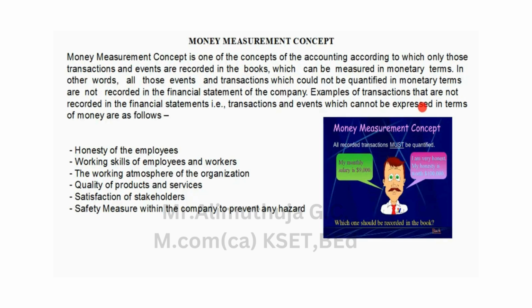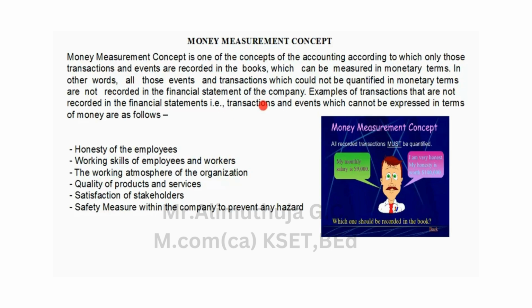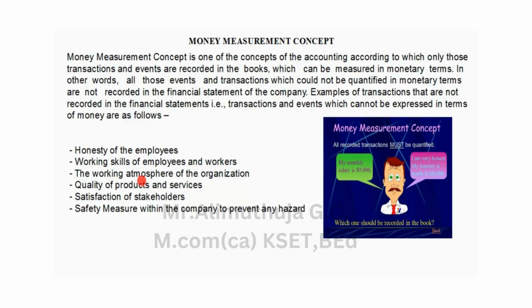For example, transactions and events which cannot be expressed in terms of money are as follows: honesty of the employees, working skills of the employees and workers, the working atmosphere of the organization, quality of products and services, satisfaction of stakeholders, and safety measures within the company to prevent any hazard. So basically what this concept says is that only transactions and events which can be measured in terms of money are recorded in the books, and non-monetary transactions and events like these examples you cannot record in the books of accounts.